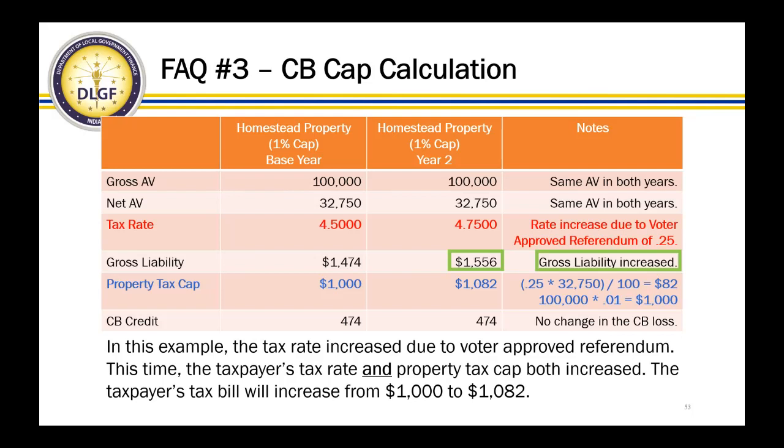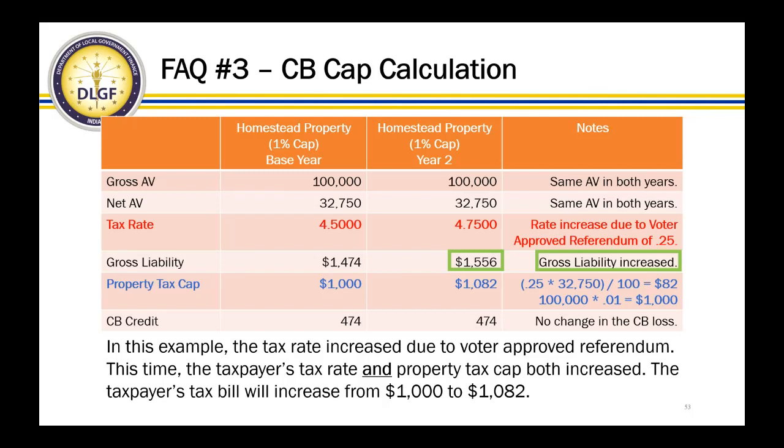Well, if the voter approved referendum was 25 cents and the net assessed value was 32,750, that 25 cent rate would generate an $82 increase in the bill itself. So we increased the cap, so it includes that additional $82. And we can see that with a voter approved referendum, the circuit breaker law hasn't changed. The property tax bill that this individual is going to pay went from a cap of 1,000 to a cap of 1,082.